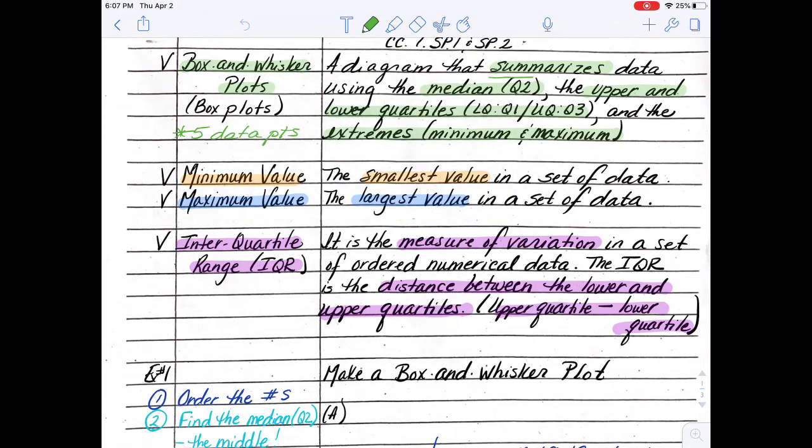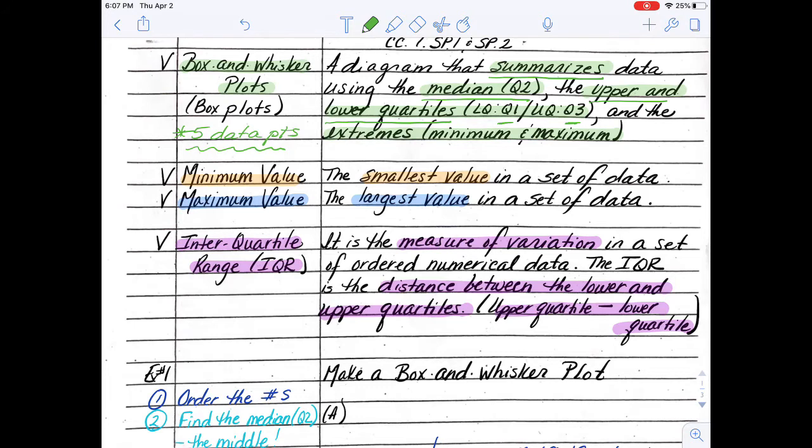It is a big summarization. It summarizes using 5 data points. And those 5 data points are the median, which we've learned before, the middle number. We can also call that Q2 or the second quartile. The upper and lower quartiles. LQ stands, of course, for lower quartile, which is your Q1 or your first quartile. UQ stands for upper quartile, and that's also known as Q3 or our third quartile.